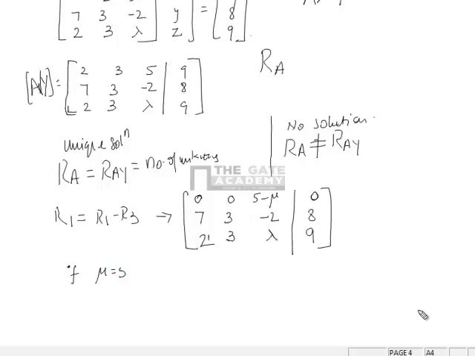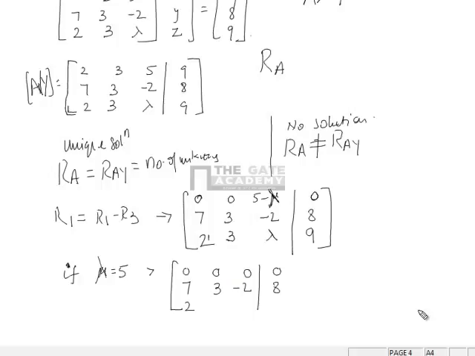Now, if mu equals 5, what will happen? I will get 0, 0, 0, 0, then 7, 3 minus 2, 8, 2, and 5 minus lambda I will get, right?